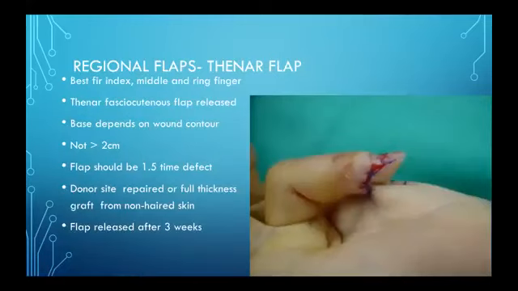That's an example of another flap, okay? What's called a regional flap, the thinner flap. So the finger is actually flexed to be opposed to the thinner skin. And a fasciocutaneous flap of the thinner skin is released and sutured to the defect. Within about 3 weeks or so, the flap is then released, and the flap will stick to its bed. The donor site is then grafted with a full thickness skin graft, and that should provide very good coverage of the fingertip.